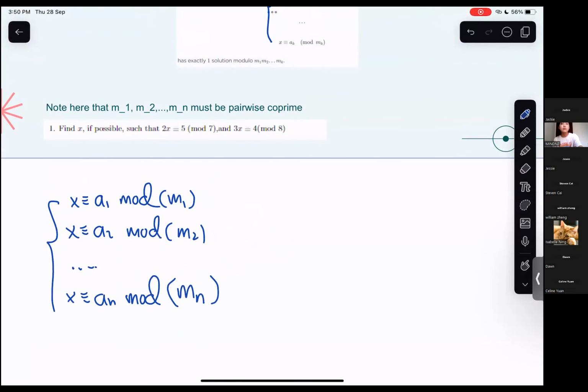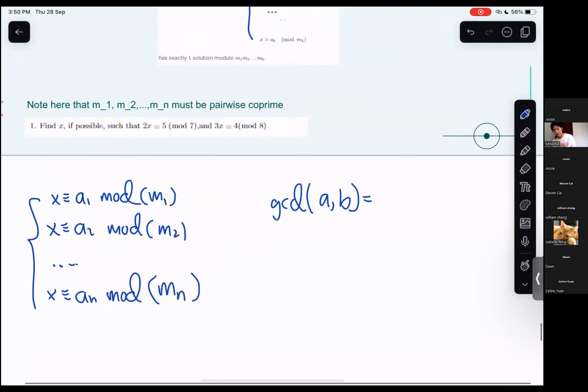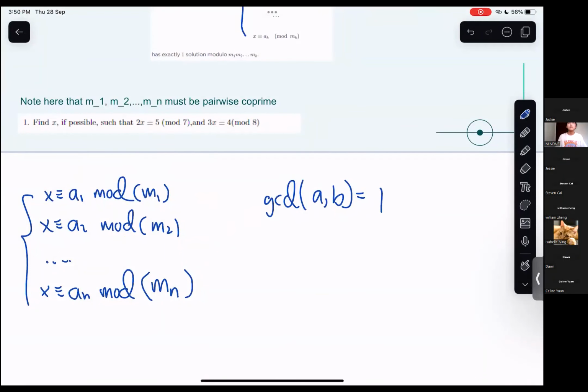Does anyone know what the meaning of pairwise coprime means? So remember that coprime means that the GCD of any two numbers is equal to 1. So what would something like pairwise coprime for a large group of numbers have to mean?